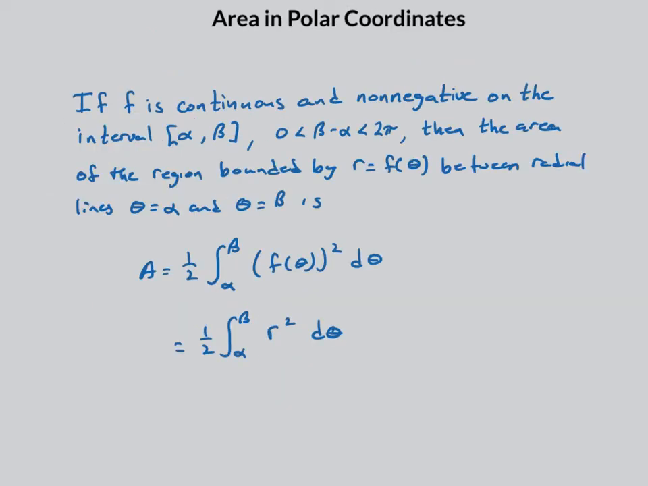Or, looking at it more formally: if f is continuous and non-negative on the interval from alpha to beta, and beta minus alpha is between 0 and 2 pi, then the area of the region bounded by r equals f of theta between the radial lines theta equals alpha and theta equals beta is A equals 1/2 times the integral from alpha to beta of f of theta squared d theta, or if you want, 1/2 times the integral from alpha to beta of r squared d theta.